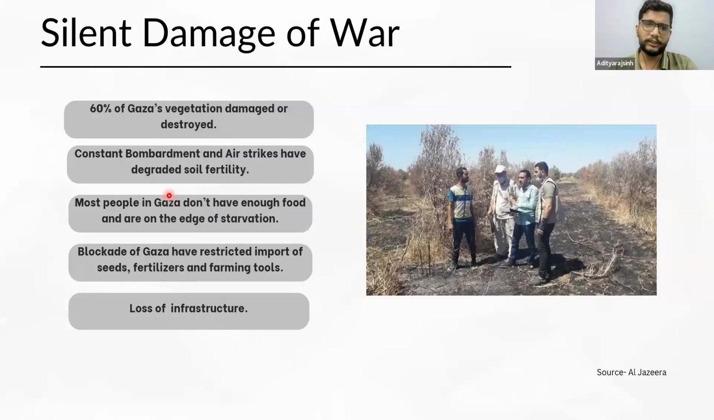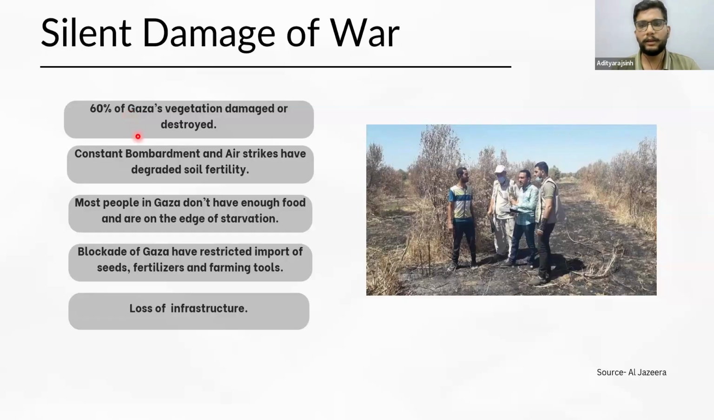We generally see that the damage of war is just to the infrastructure and human lives, but the silent damage of war is also to the ecology and the vegetation of that region. We can see that 60% of Gaza's vegetation was damaged or destroyed, and the continuous bombardment and missile strikes have degraded the soil fertility, because the ammunition used by both armed militaries might have phosphorus in it, and it literally degrades the soil.